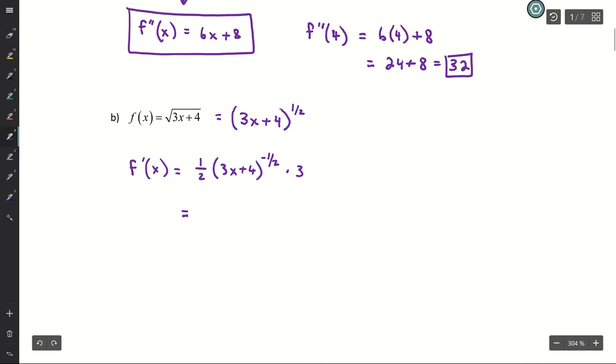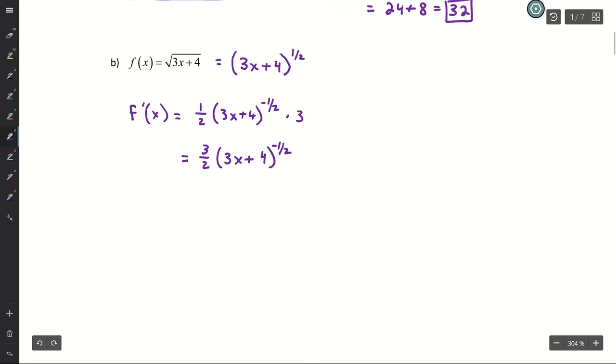What I am going to do is I have the 1/2 at the front and the 3 at the back. I'm going to go ahead and multiply those values. So I'll have 3/2, and then I'm going to leave this as 3x plus 4 raised to the negative 1/2, so that I'm able to take the derivative of that function now.